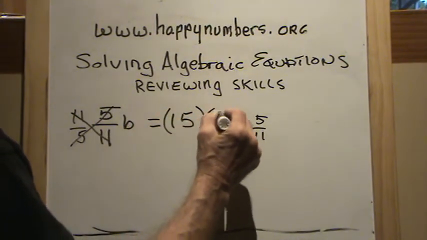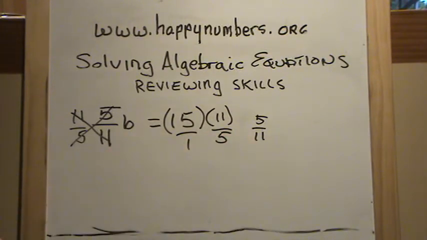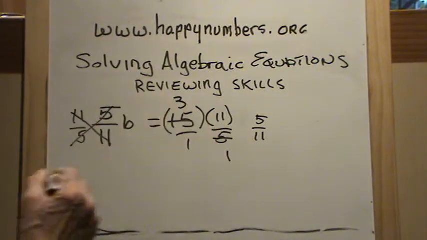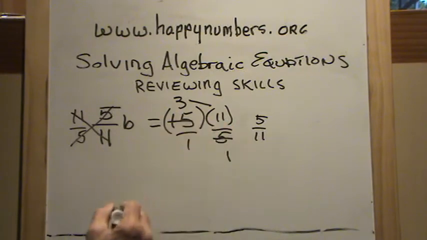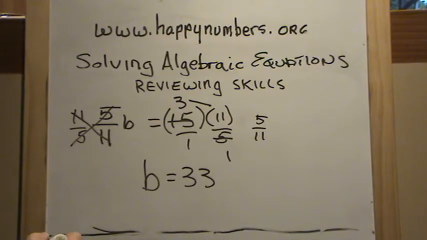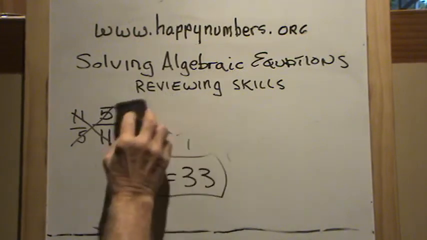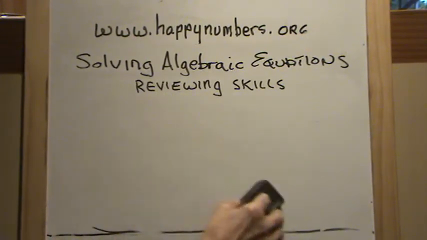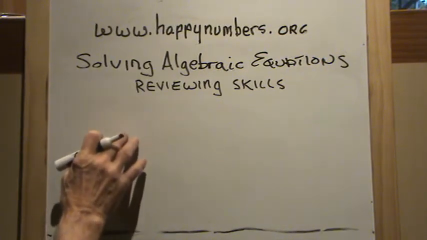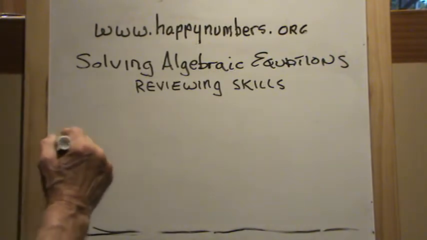And then this would be 11/5. I can put 15 over 1. 5 goes into 5 one time, 5 goes into 15 3 times, and then when I multiply, 3 times 11 is 33, so b would equal 33. Good. Let's try another one. And again, if you had a problem with that, then you want to look at the video, because that was a fraction. We had 5/11ths b. You want to look at the video that talks about working equations with fractions.